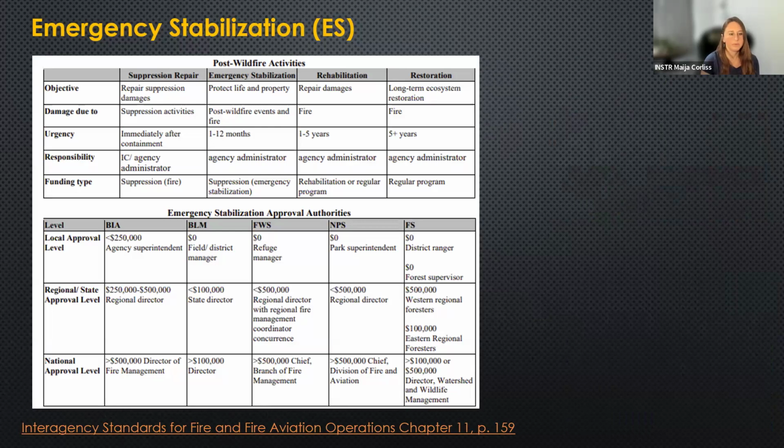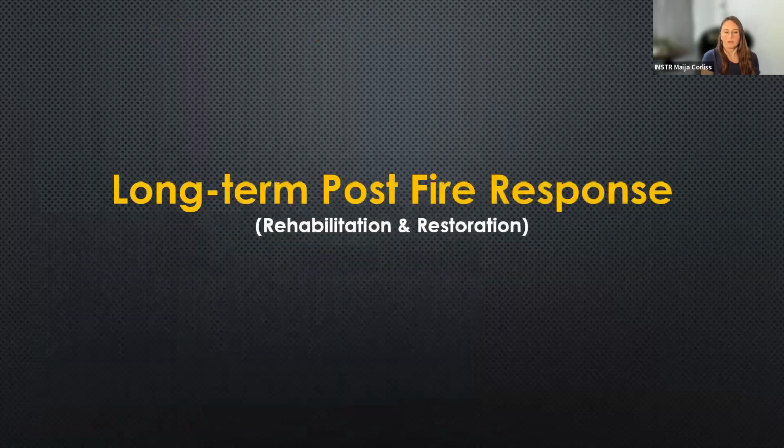This chart is simply just to show you that there are different funding levels and different levels of approval needed based on your agency in different time frames. And you have access to this slideshow, so I won't spend a whole lot of time on some of these. Okay, now we shift from emergency treatments into the rehabilitation and restoration portion.